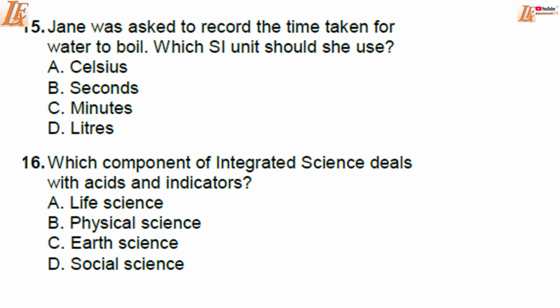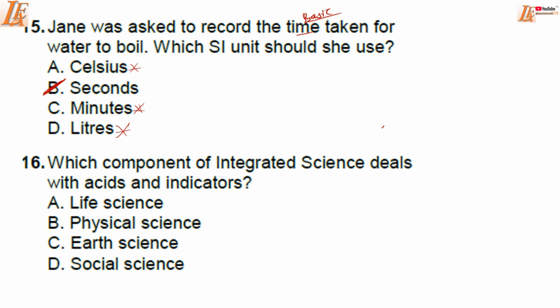Question 15. Jane was asked to record the time taken for water to boil. Which SI unit should she use? A. Celsius, B. Seconds, C. Minutes, D. Liters. So we said time is an example of a basic quantity, and the SI unit of time is second. So in this case, Jane should have recorded in seconds, that is B. Celsius is another unit used to measure temperature, minute is a subunit of second, and then liter is for volume.